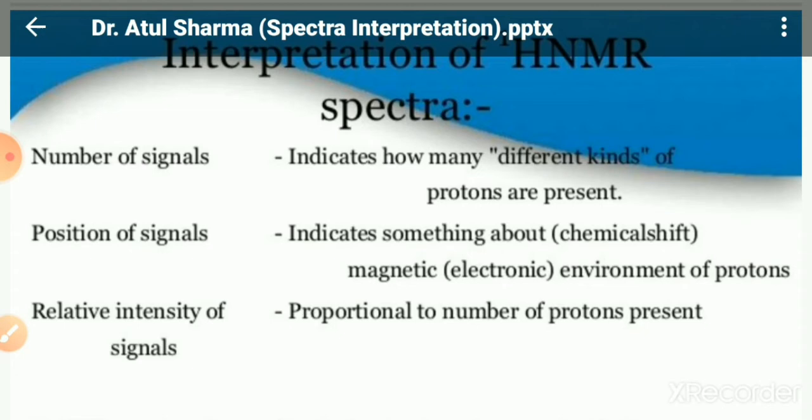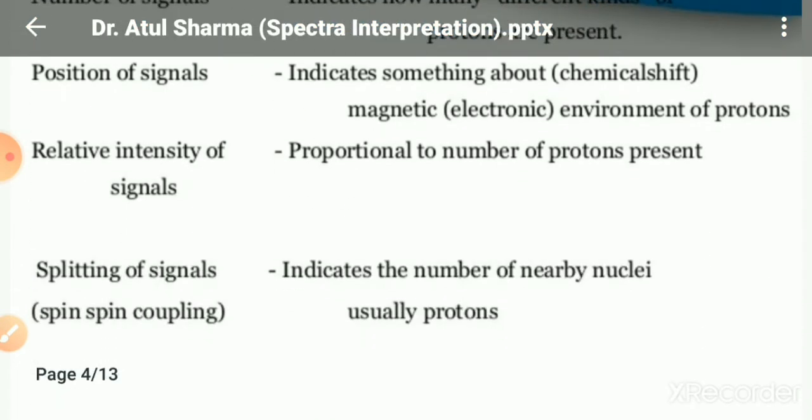Relative intensity of signals is proportional to the number of protons present. Splitting of signals, spin-spin coupling, indicates the number of nearby nuclei, usually protons.